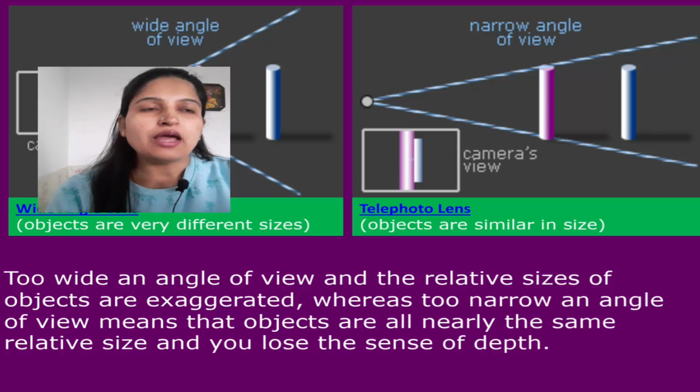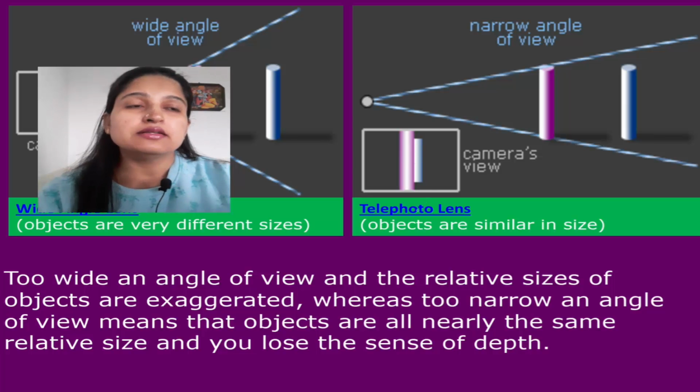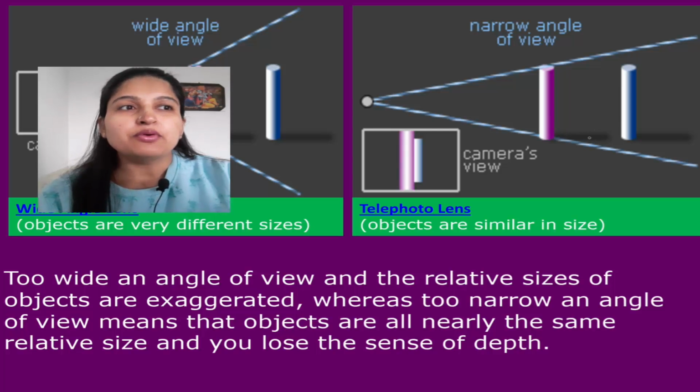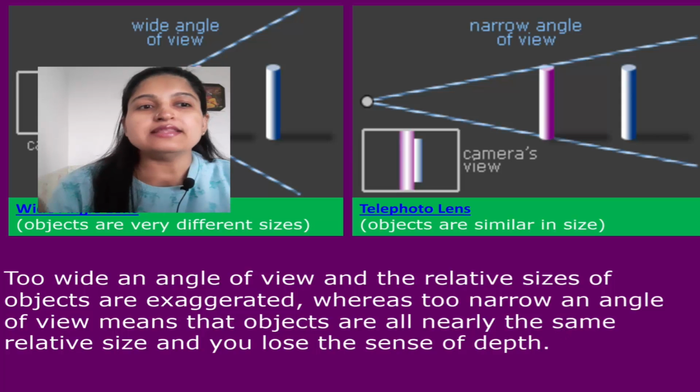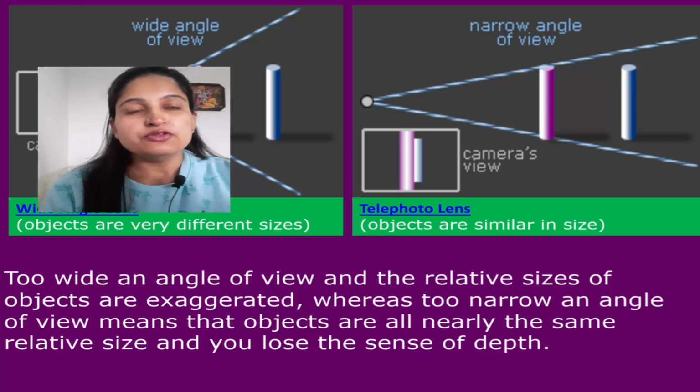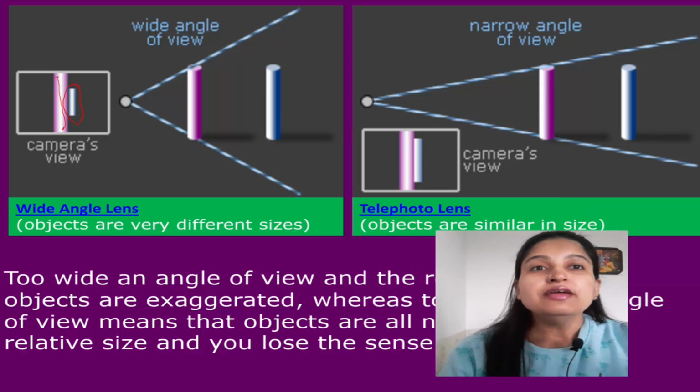The narrow angle view camera doesn't exaggerate the sizes of the two objects very much, but it doesn't give you the exact distance or exact depth of the two objects. It never tells about the distance between the two objects. It doesn't give you the perception of depth. So in narrow angle view, all objects are nearly the same relative size and you lose the sense of depth. So these are the two limitations of the camera.